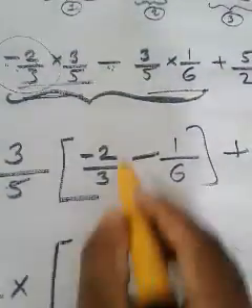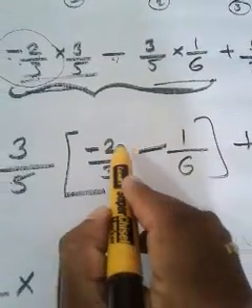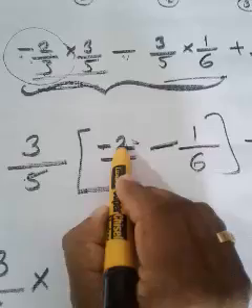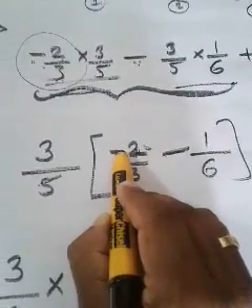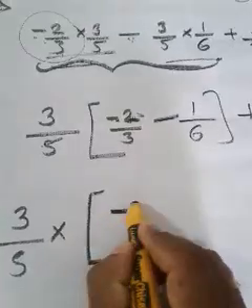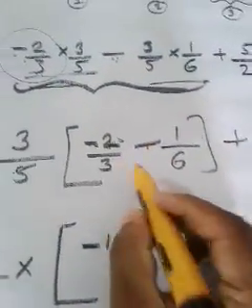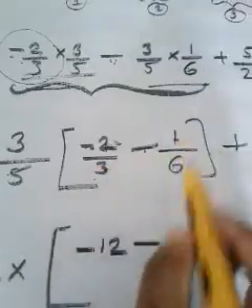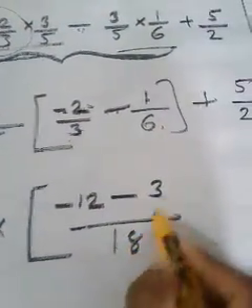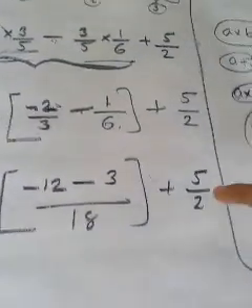So the bracket stays as it is, and cross multiplication means minus 2 into 6. Don't forget to consider the sign also. This is minus 2, and minus 2 into 6 is minus 12. Then give this subtraction sign. Then 3 into 1 is 3, divided by 3 into 6, that is 18. This is cross multiplication. Plus the last term as it is, 5 by 2. This will come down as it is.